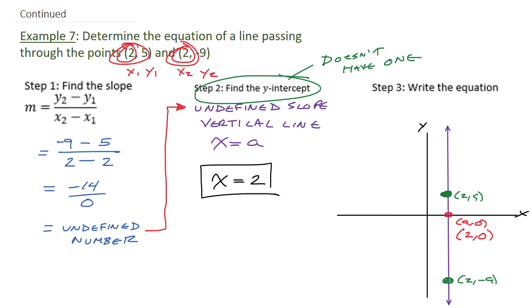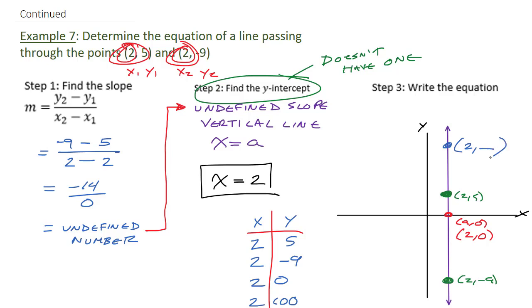So if I wanted to make a quick table of values for something like this, what's it going to look like? Well, here's your x coordinate, here's your y coordinate. They gave us 2, 5. They gave us 2, -9. I could put 2, 0 in. I could put 2, 100 in. I could put 2, -19.3 in. Doesn't matter. Every point on this line has an x coordinate of 2, and the y can be anything, okay?